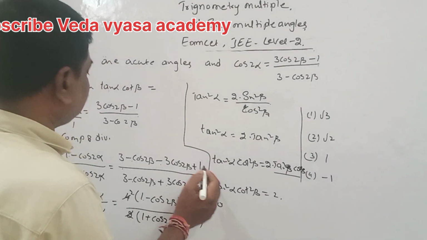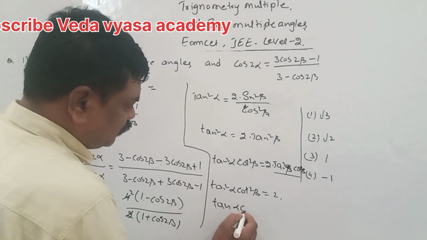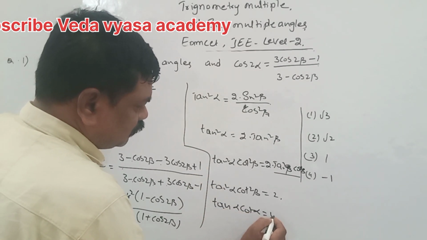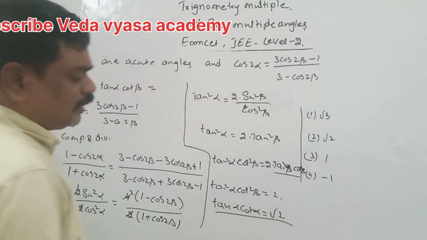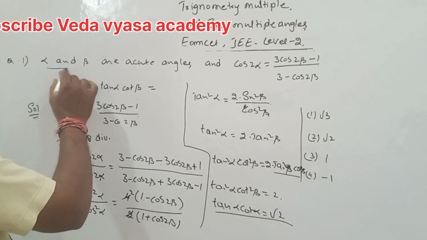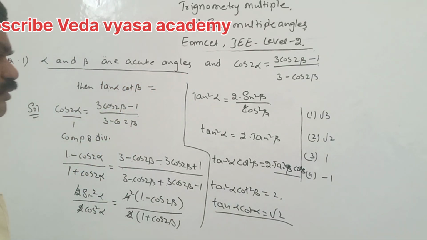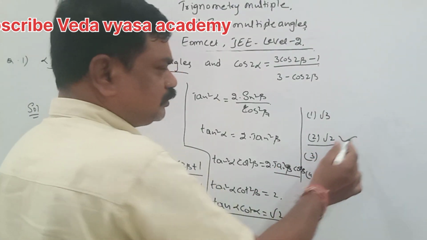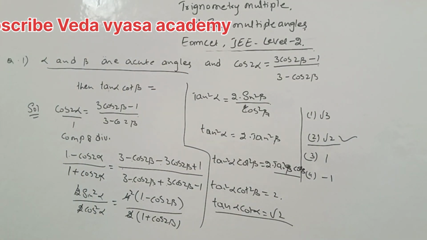So tan alpha cot beta is equal to root 2, here plus or minus root 2. In plus or minus we take only the positive value. Why? Because alpha and beta are acute angles. So option 2 is the answer. Okay.